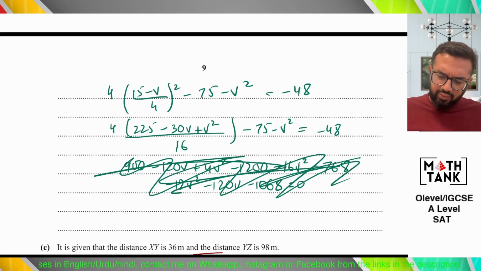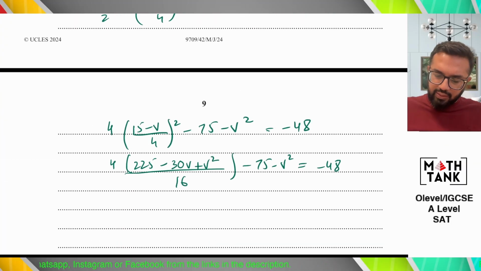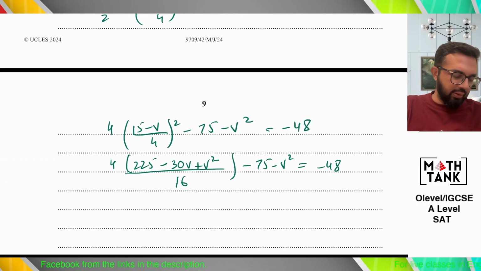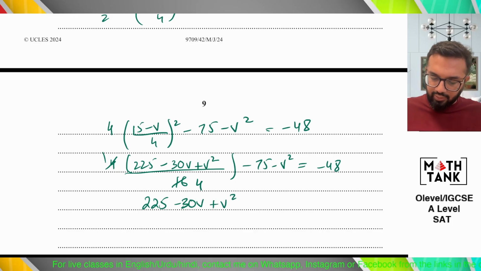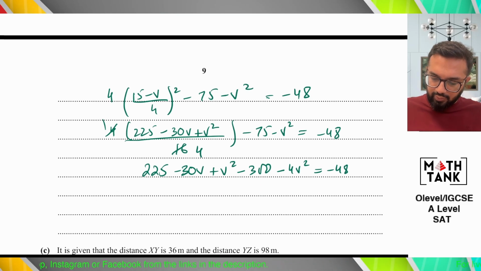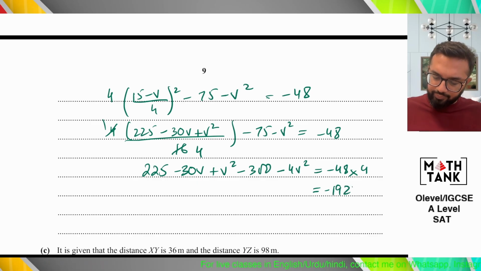Make the calculations a little easier. Minus 63 plus 15 minus 48. So 225 minus 30v plus v squared, 300, 192, minus 3v squared.